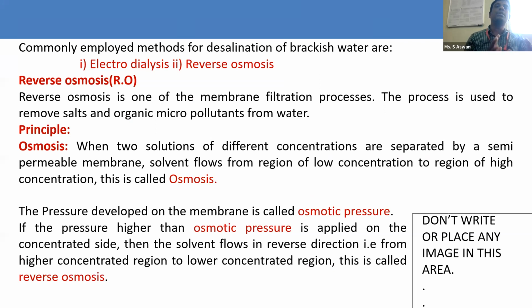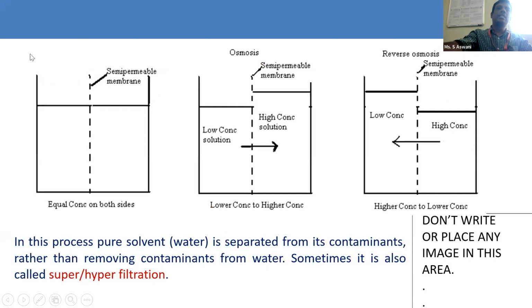Normally, what is the osmosis method? If you see this picture, in the first figure there is a container with equal concentration. The dotted line represents the semi-permeable membrane, with two sides holding solutions. If the same concentration of solution is present, there is equilibrium, and the concentration of solution is equal on both sides.